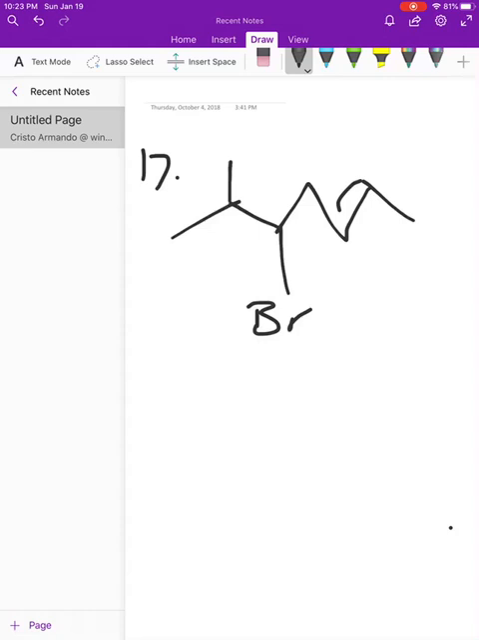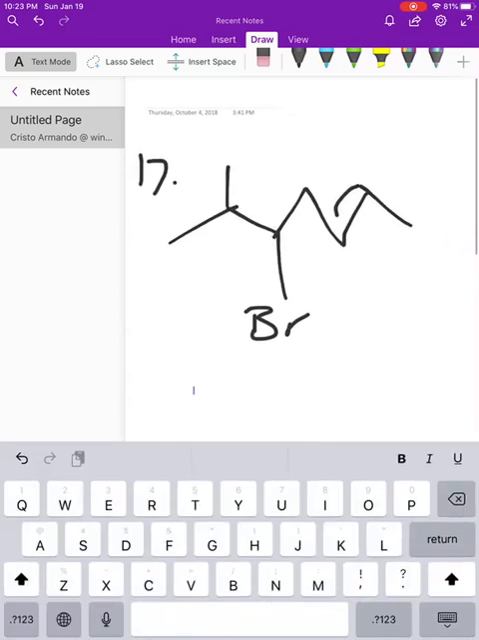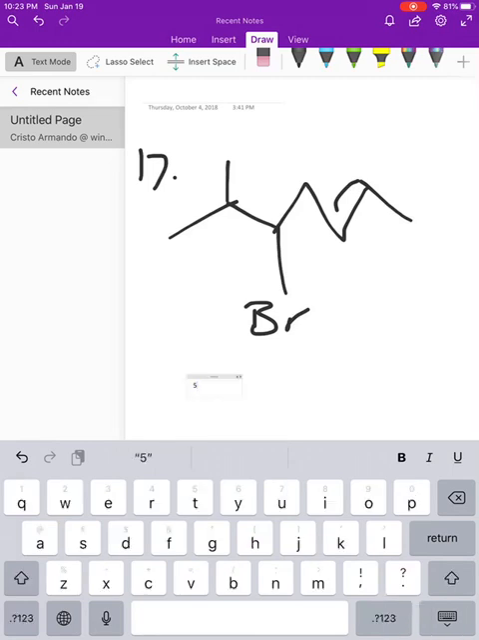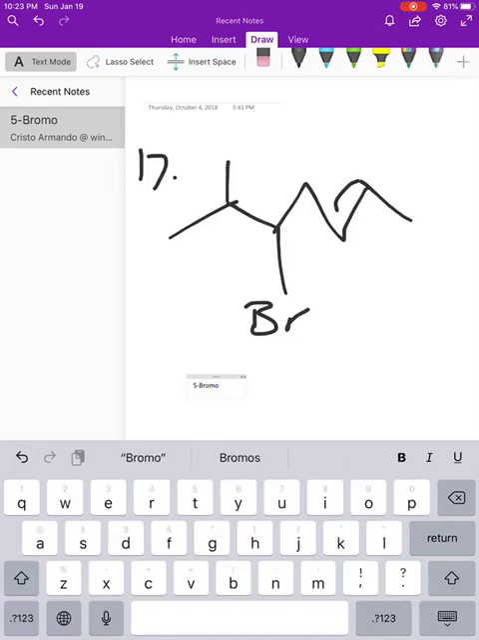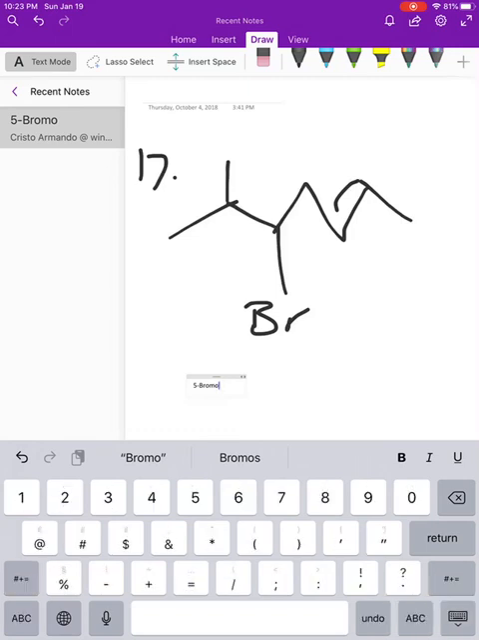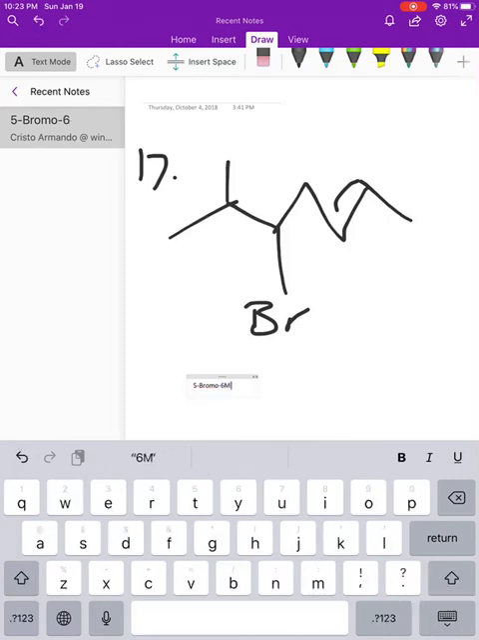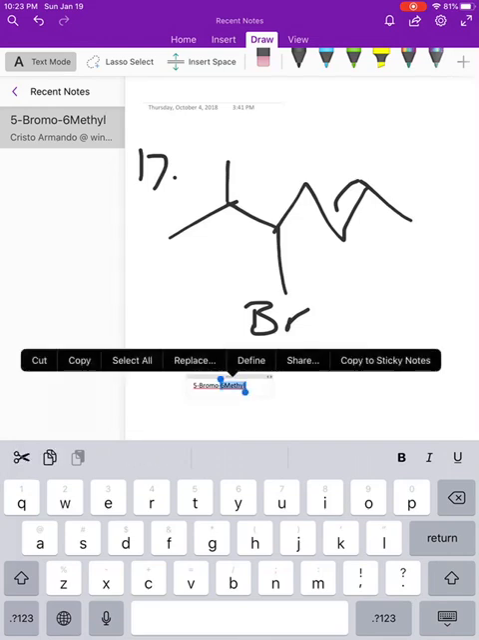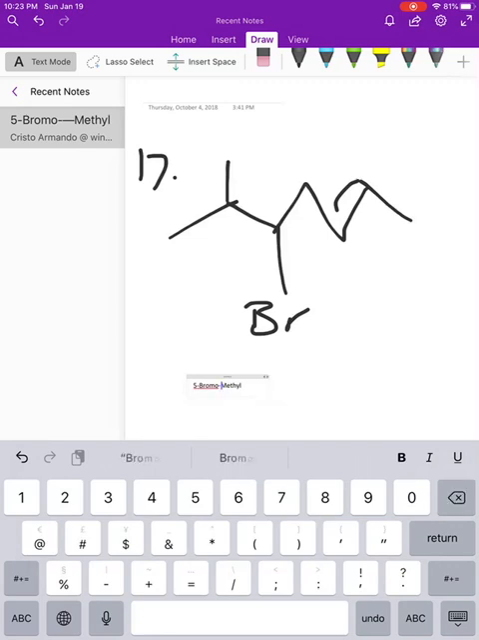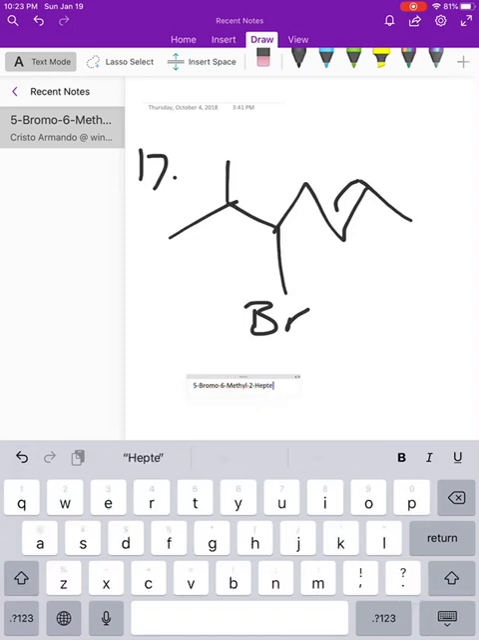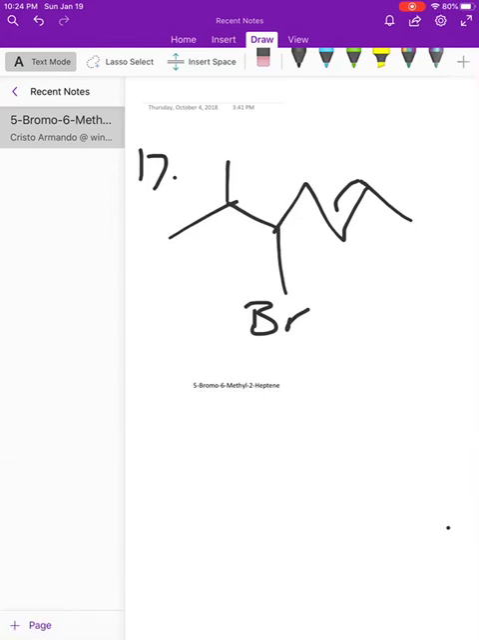Right? So this right here is going to be 5-bromo, 6-methyl, 6-methyl, 2-heptene. Right. So that is that.